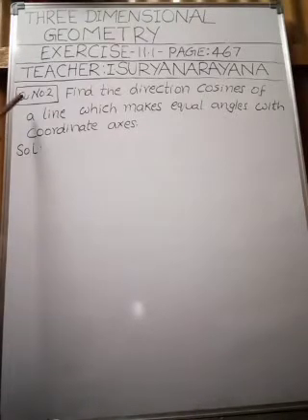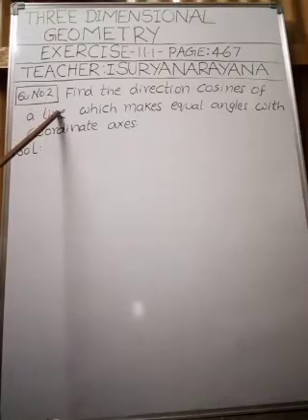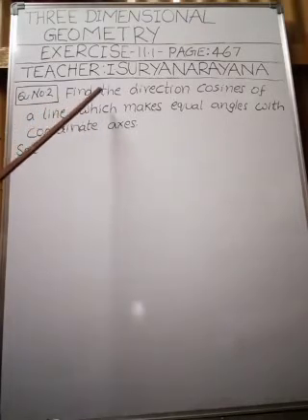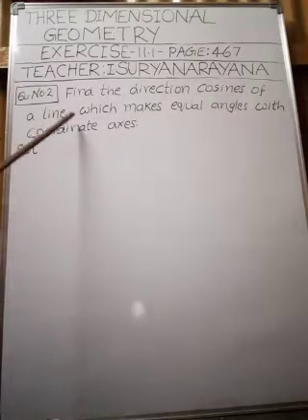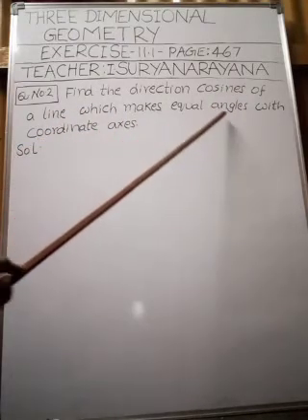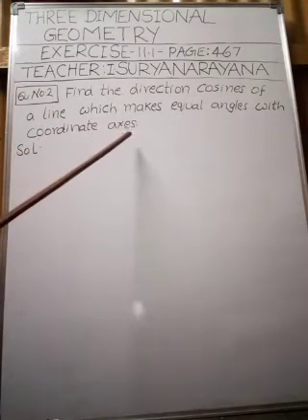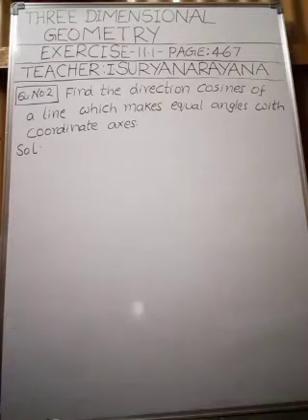Now come to the next question, question number 2 in the exercise. Find the direction cosines of a line which makes equal angles with coordinate axis. Understood this question? Here a line is making equal angles with the coordinate axis, the angles are equal.